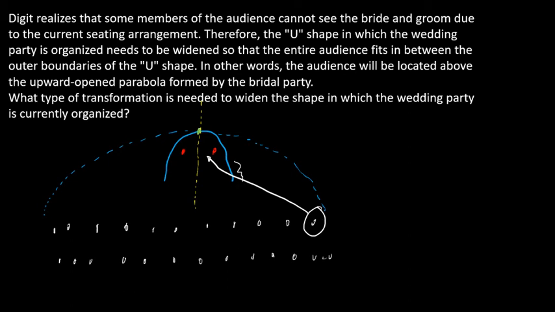So what kind of transformation is that? What kind of transformation changes the size or the shape of a figure? Would this be a dilation, a translation, a reflection, or a rotation? Did I just dilate this shape? Did I translate it? Did I reflect it? Or did I rotate it?